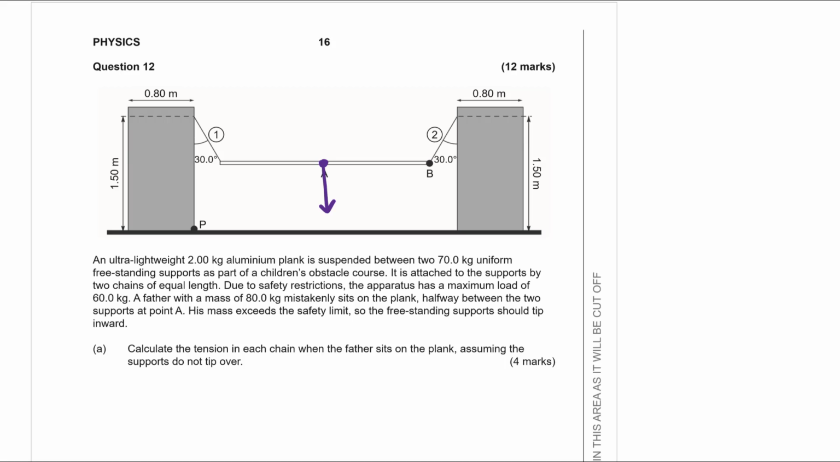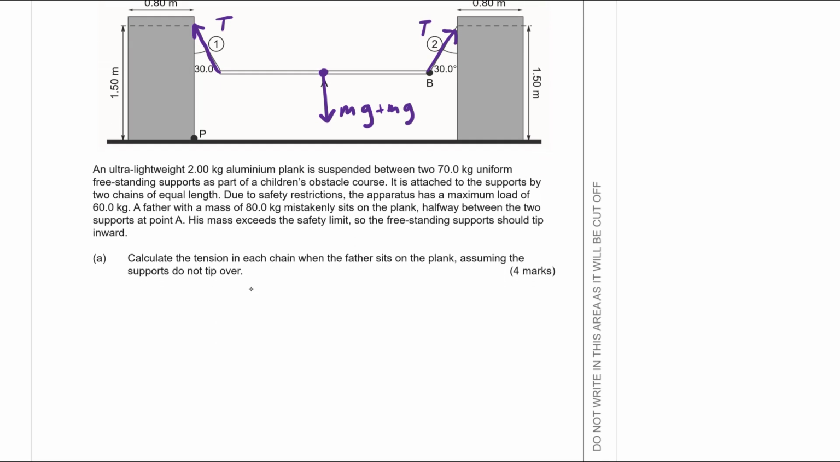You've got a mass here of mg. Now there's going to be 2 mg's there. You've got someone sitting on it, and you've also got the plank itself, and then you're going to have a tension in the chain here and a tension from the chain here. So now I'll put that in my equation, starting with the assumption that all the forces acting up are going to be equal to all the forces acting down.